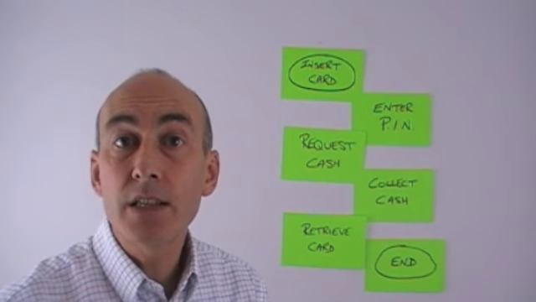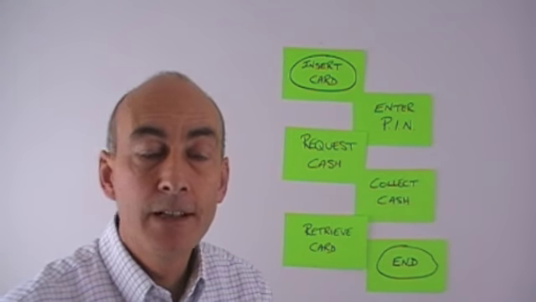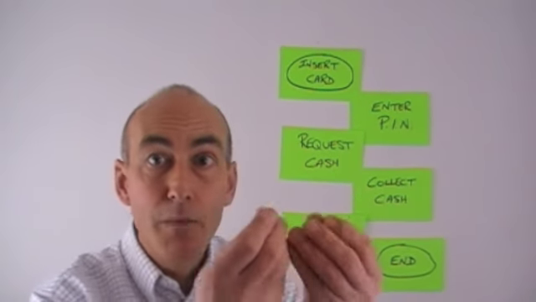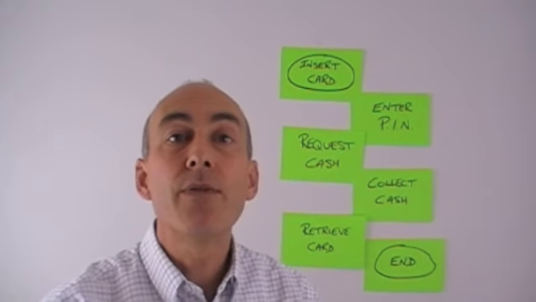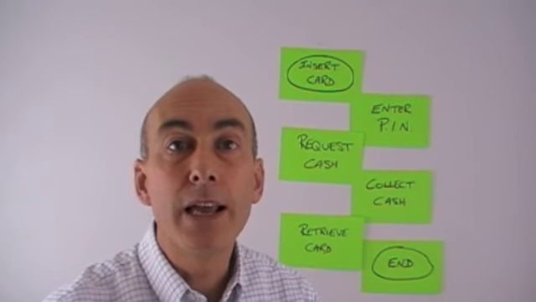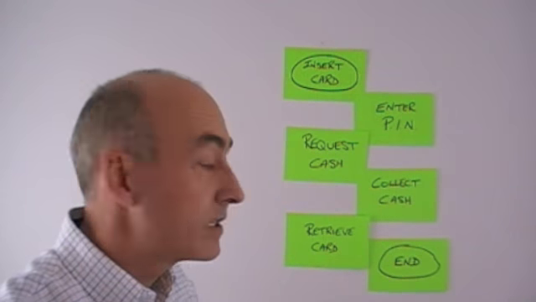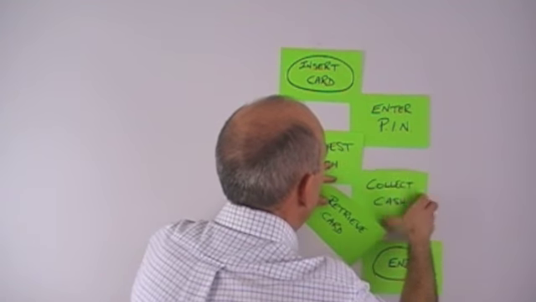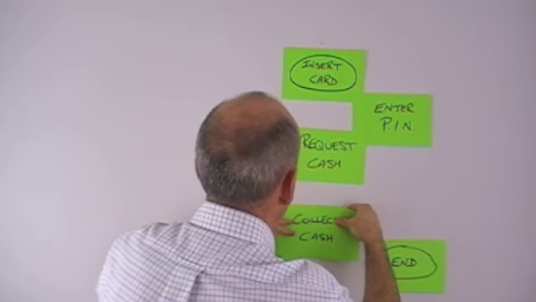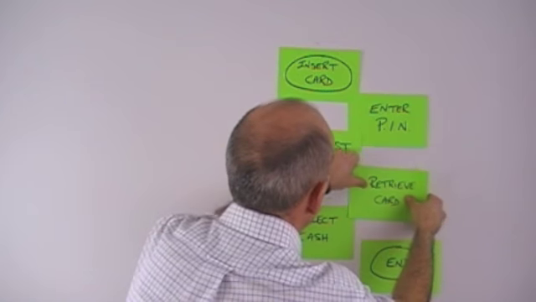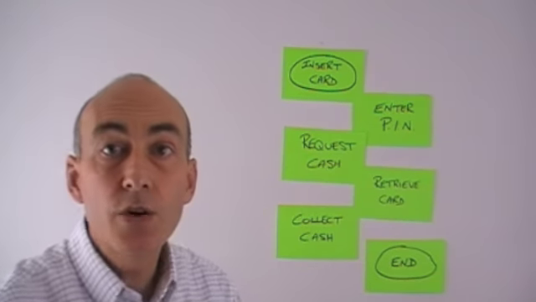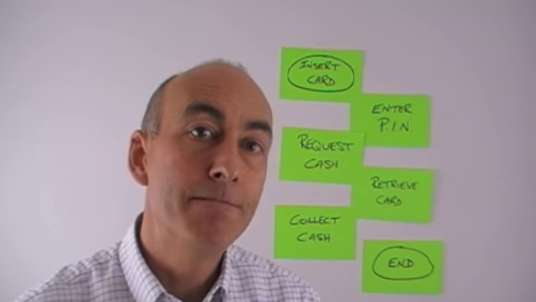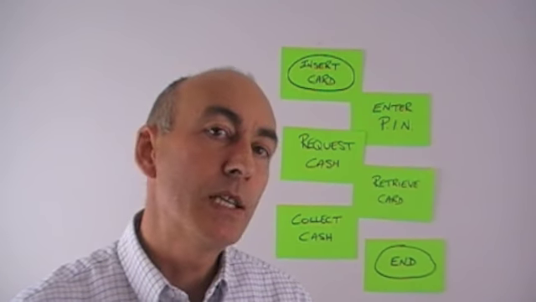And how did the banks fix that particular problem? Okay. Well, what they found was that once people had the cash, okay, I've got my money, then they forgot all about their card and they went on their merry way. So by reversing the steps of collect cash and retrieve card, so you don't get your money out until you've got your card, then they solve the problem immediately. So that's a very simple example of what process mapping is.